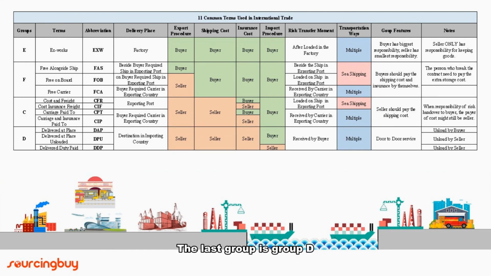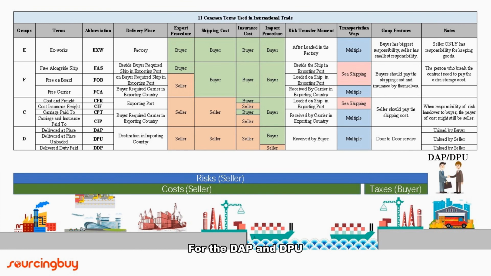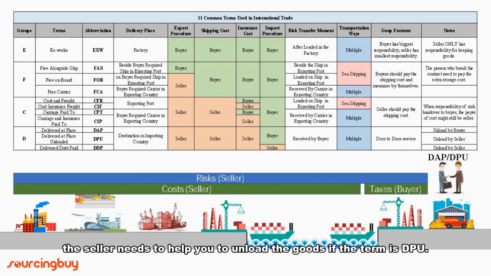The last group is Group D. It is the converse of Group E. For the terms in Group D, buyers have the smallest responsibility and sellers have the largest, because sellers need to provide door-to-door service for buyers if the term is DAP, DPU, or DDP. For DAP and DPU, buyers only need to do the import procedures, paying import tax and VAT, for example. For a large order quantity, a 40 feet container for example, the seller needs to help you unload the goods if the term is DPU.